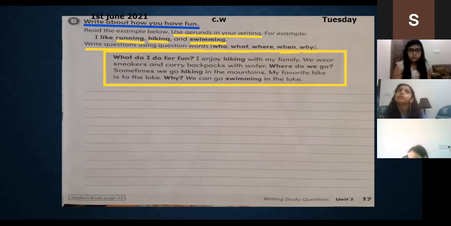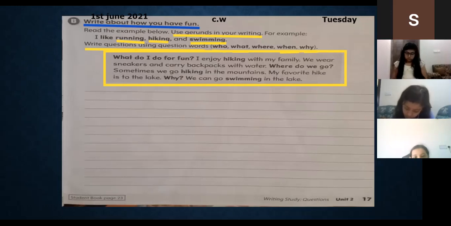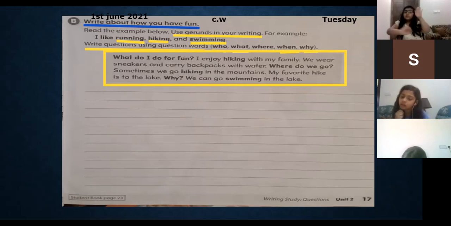Why can't I swim in the deep water? I feel scared of swimming in the deep water. I used to float on the water whenever I go swimming. Where do you usually go for swimming? I go swimming in the PAF club, which is nearest to my house. I go there every weekend and I enjoy it a lot. So this is what she wrote. If you want to write anything other than hiking, cycling, or swimming, you can.